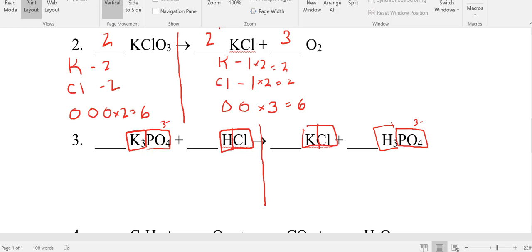Okay, so then here I have 3 potassiums, and I'm going to take the entire phosphate and balance the whole thing. I have only 1 hydrogen and I have only 1 chlorine. Over here I have 1 potassium. Okay, so I have my phosphate. I have 1 also on this side. I have actually 3 hydrogens on this side, H3, and I have 1 chlorine.